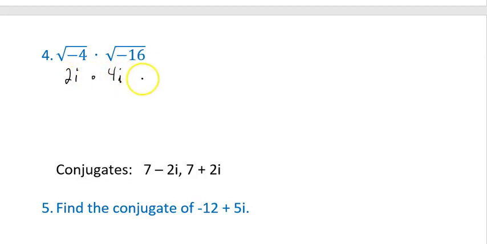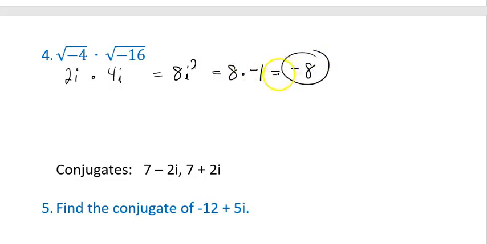Now I can multiply, and you just multiply the numbers. So 2i times 4i would be 8, and then you add the exponents on the i's. So i times i would be i squared. This is where that stuff came in at the beginning. Anytime you get an i squared, you change it to a negative 1. So this is the same as 8 times negative 1. So my answer is negative 8. If you had not taken your i's out first, you would get the sign of your answer wrong. So be careful with that.